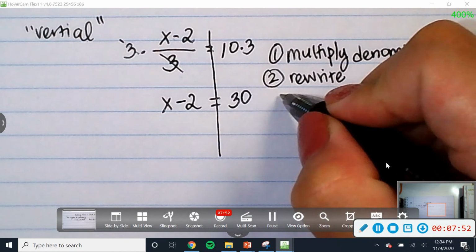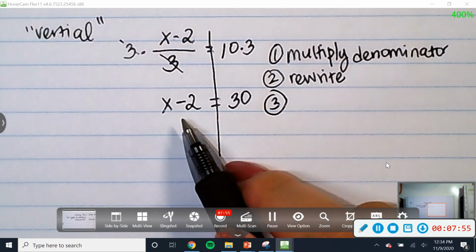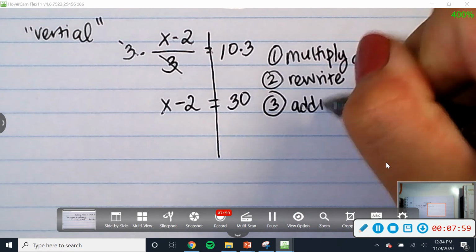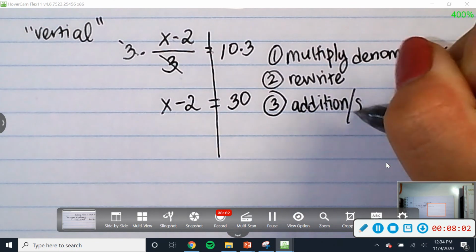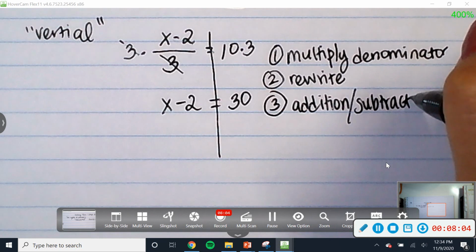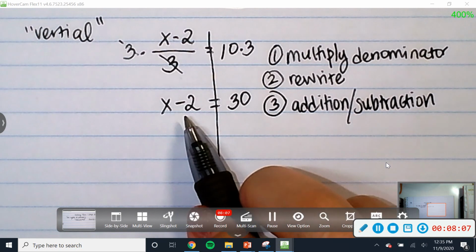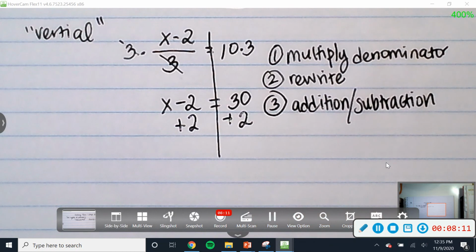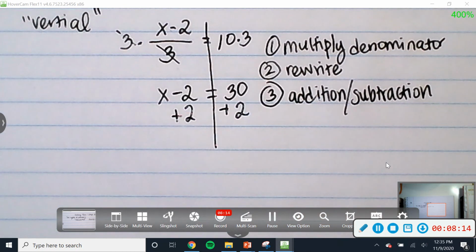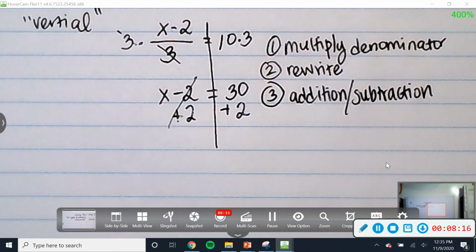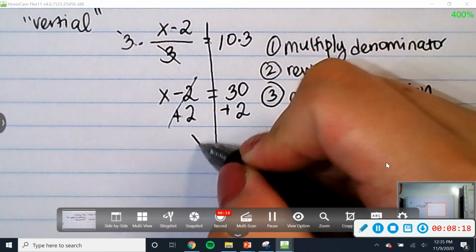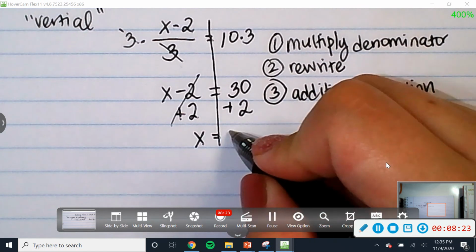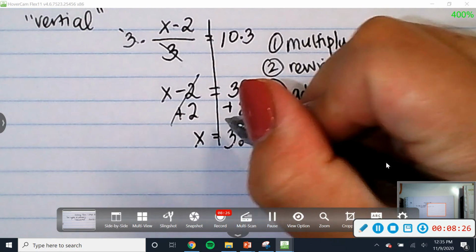And now we're left with a much simpler problem. We should know how to solve these now. So x minus 2 equals 30. We again do the opposite. So depending on if it's addition or subtraction, we'll do the opposite operation. So this one is subtraction. So I need to add 2 on both sides. After adding 2 on both sides, I will cross out on the left, and I'm just left with x by itself. And I have 30 plus 2 on the right here, so that gives me 32. So this will be my final answer.